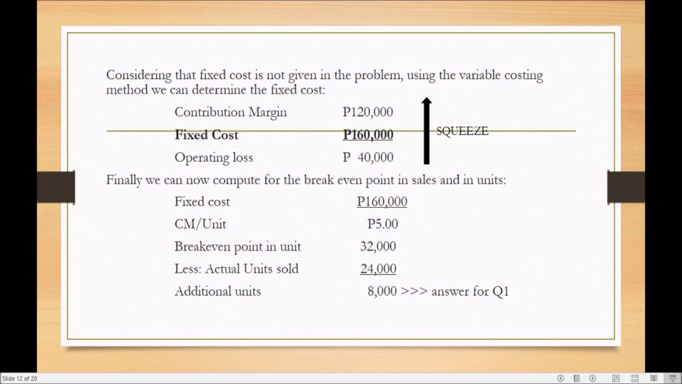Pero hindi po yun yung hinahanap ng problem. Yung hinahanap po ng problem is how much additional units to achieve the break-even point. Considering the actual units sold, na-compute po natin to kanina, which is 24,000. 32,000 minus 24,000, ibig sabihin, we need 8,000 units additional to achieve the break-even point. The 24,000 units na naibenta mo will achieve an operating loss. Pagdagdagan mo yan ng 8, magiging 32, we can now achieve the break-even point. Okay? In units.